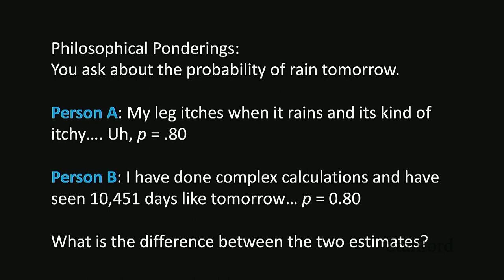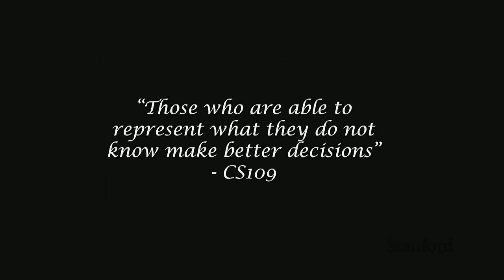Okay, so I'm presenting some things that we should be able to do, but we can't do. And then I'm going to leave you with this philosophy. This is one of the deep philosophies of CS109. Those who are able to represent what they do not know make better decisions. If you think about it, we take all these concepts that you might have thought of as single numbers and we turn them into whole belief distributions. We've been doing that for a while in CS109, and we're going to take that to the next level today. And today we're going to think about representing what we do not know about probabilities themselves.